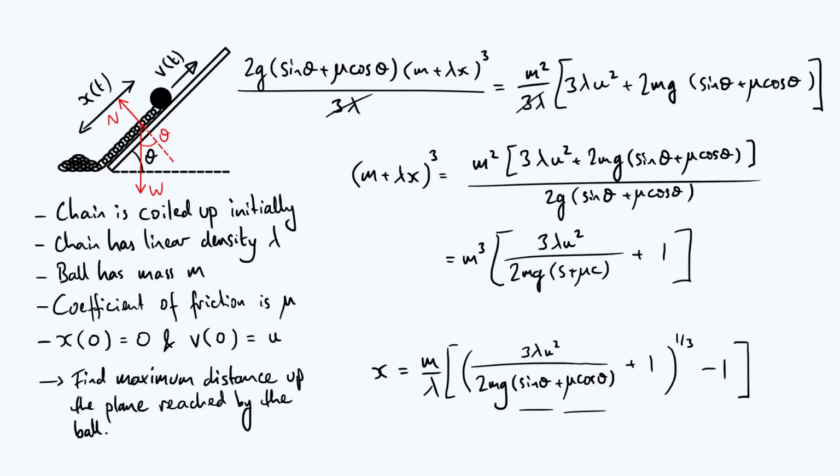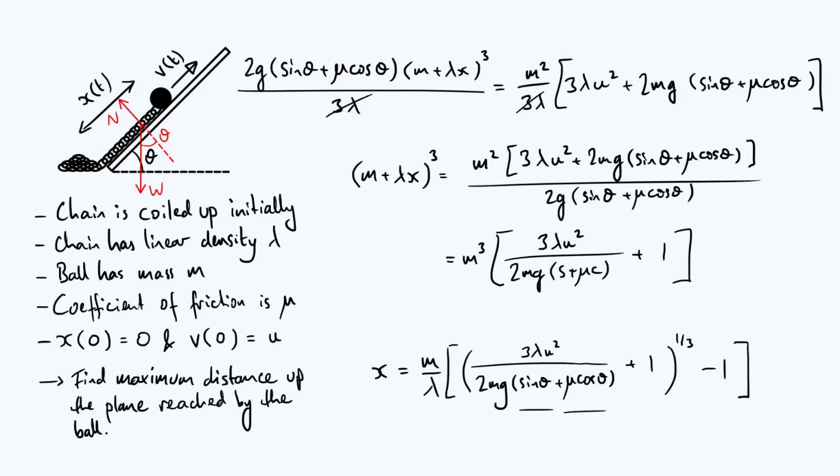Now, because the mu is attached only to the cos theta and not the sine theta, that means that when theta is small, the friction is going to have a more significant impact on reducing the maximum distance that the ball and chain can travel. That's quite intuitive if you think about it, because if the table or the plane is almost horizontal, then you're going to have a big normal contact force, because you've got more of the gravity pushing perpendicular to the plane.